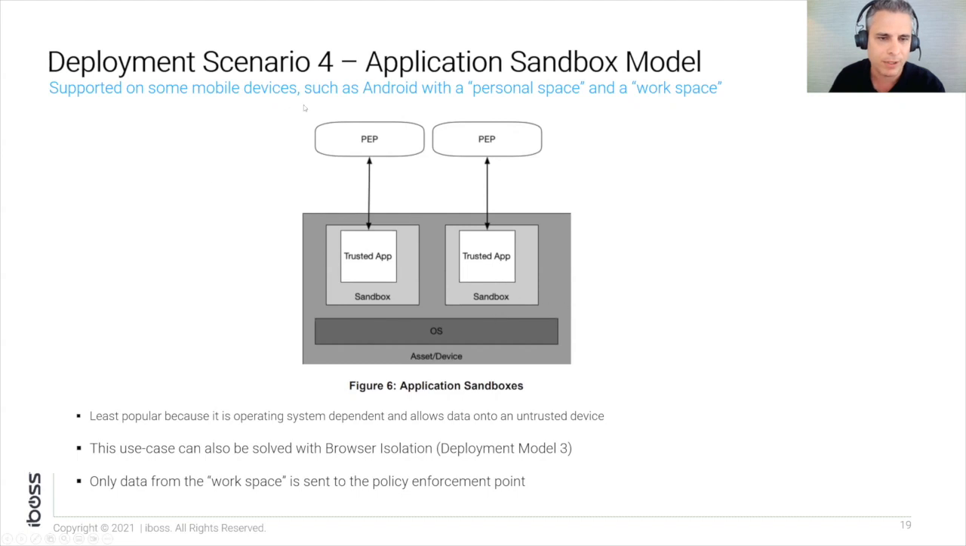And then this last scenario is what I consider an optional scenario for devices like Android that support personal workspaces and things like that. They can have a sandbox where our apps will run in the sandbox and only redirect traffic to the policy enforcement point for the sandbox and nothing else. But because you have the third scenario for browser isolation, you don't really need this scenario if you don't want any data touching a device you don't own. And so this can be fulfilled with the third scenario, but it is an option for devices like Android that support workspaces as well.